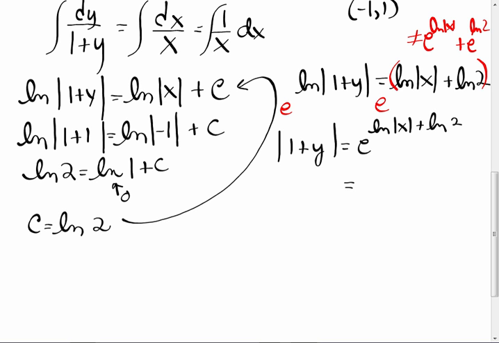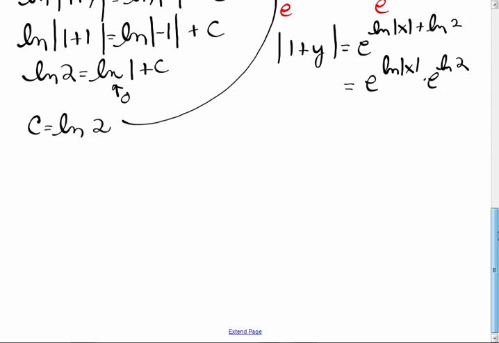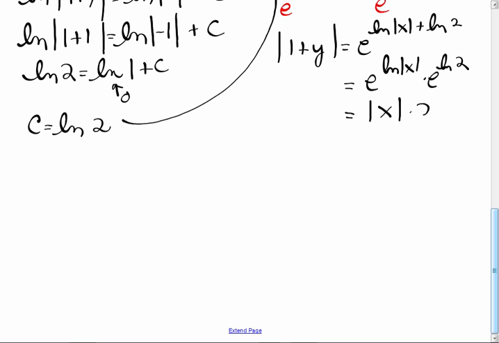Careful. It's the e's close with the 2x. It's this times e to the natural log of 2. Not plus, it's times. Using rules for exponents. What? This is the absolute value of x, not x. Well, it was close. Times 2. So I have the absolute value of 1 plus y is equal to the absolute value of 2x.